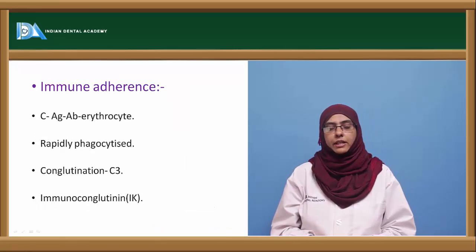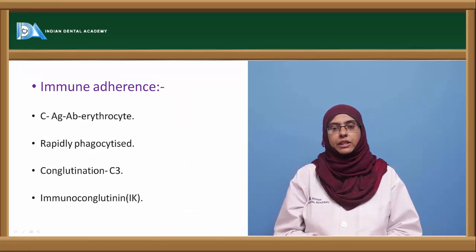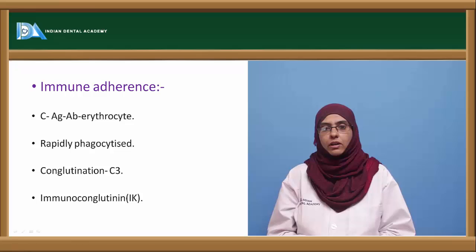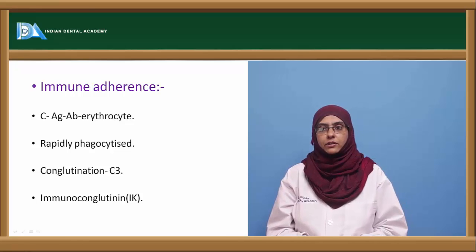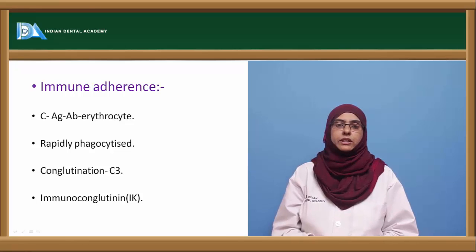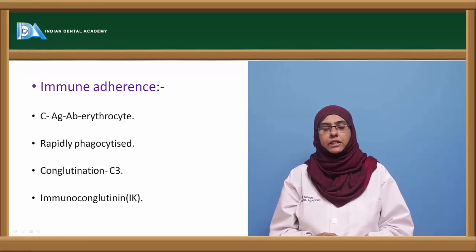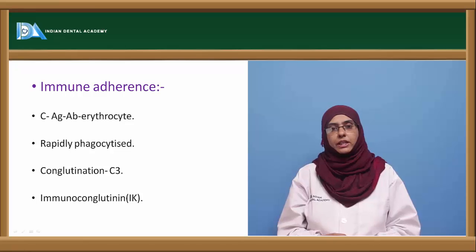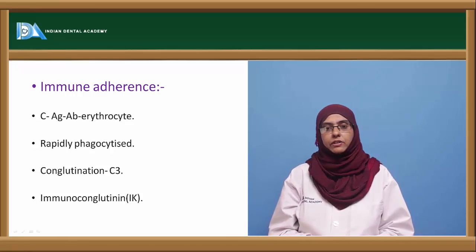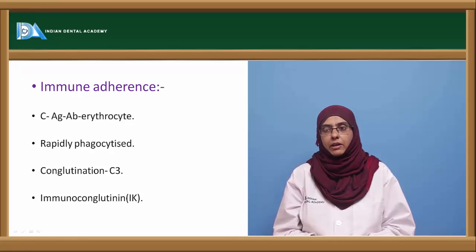Now next, coming to the immune adherence, these complement proteins go and interact with the antigen antibody complex and take them to the erythrocyte. So this is called the immune adherence. So there are cells which are in combination with the complement protein. The immune complexes which are in combination with the complement protein and erythrocytes are actively phagocytized. So there is a rapid phagocytosis that can be seen in the macrophages.